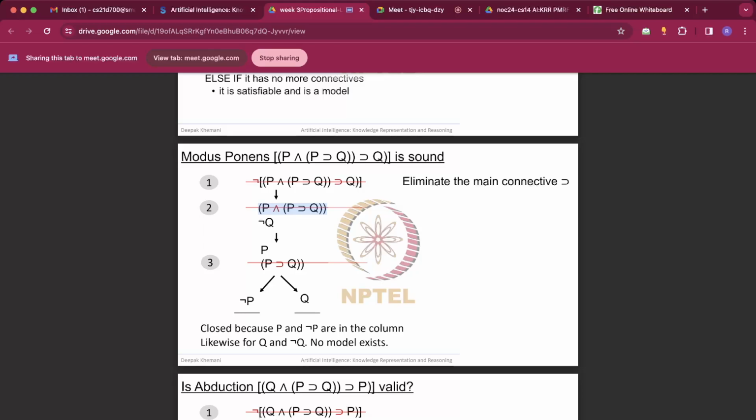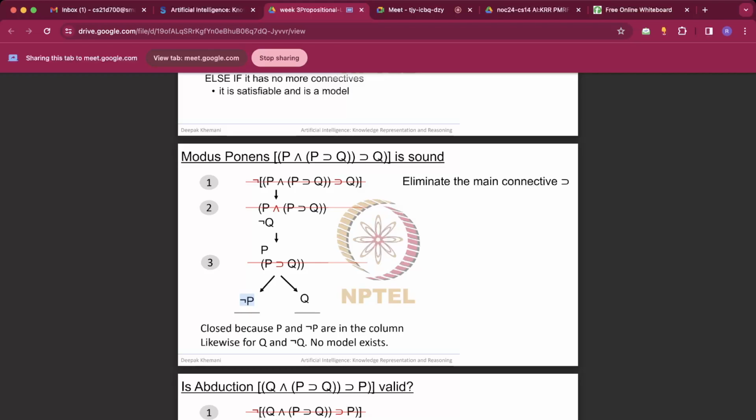Okay, and we see that Q and not Q are present, so this leads to a contradiction. This branch is closed. And we also happen to have not p because of p implies q. Or we can also use modus tollens over here. P implies q and not q together give us not of p. But we also have p, so this branch is also closed because of contradiction.